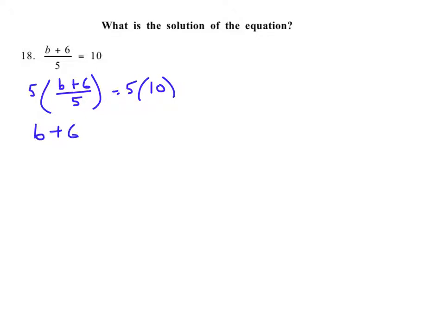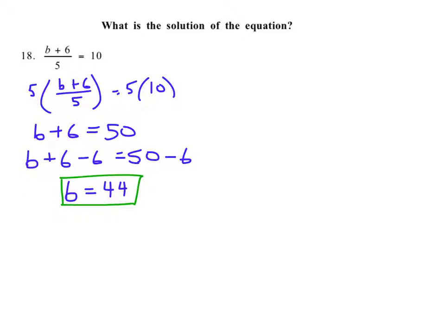B plus 6 is left when we cancel out that divided by 5 with the times 5, and we get equals 50. And then we need to subtract away this 6, so b plus 6 minus 6 equals 50 minus 6. And then b equals 44 is what that is.